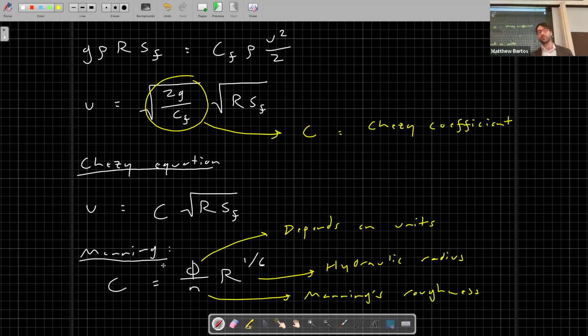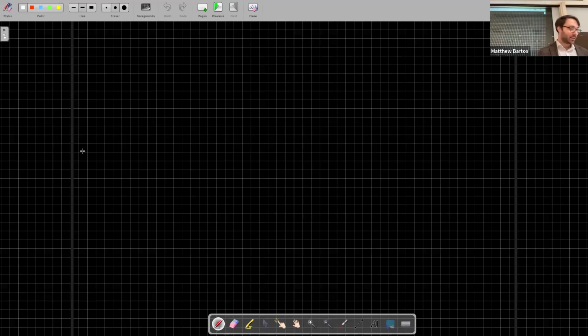So if we take this expression for C and plug it into our Chezy equation, we end up with what is usually called Manning's equation, sometimes the Chezy-Manning equation. So we're taking this expression for C, substituting it into the Chezy equation. What we'll end up with is U, the velocity of flow, is equal to phi over n, as in November, times R, the hydraulic radius, to the 2/3 power, times the friction slope to the 1/2 power.